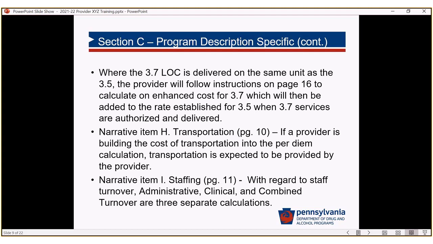In addition, you'd be submitting a budget narrative to justify those additional expenses for the 3.7, and then you would move to your rate calculation page, and you would calculate a rate for that 3.7. Because it's only the additional costs above the 3.5, it's going to result in an enhanced rate that would then be added by the SCA to the 3.5 to come up with what your 3.7 rate would be when 3.7 services are authorized and delivered.